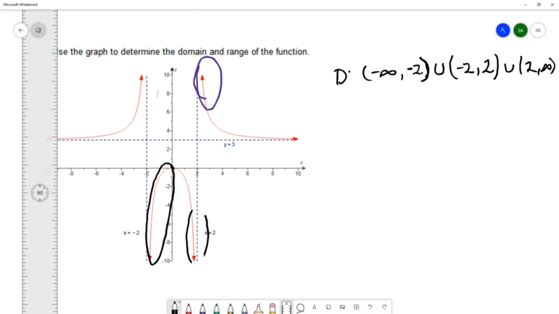So if we think about this on a number line, we're saying that -2 and +2 are not part of the domain, and every other number on the x-axis is a part of the domain.